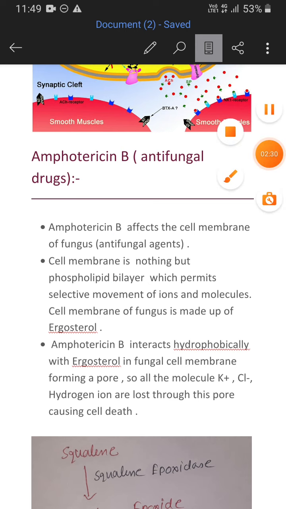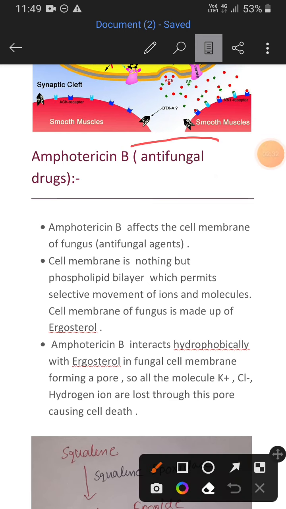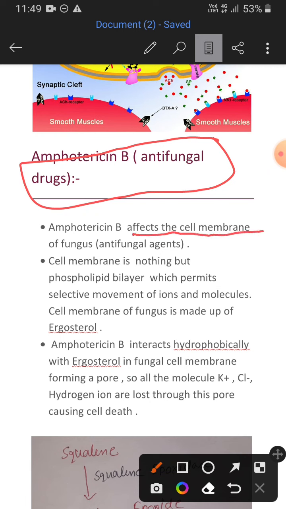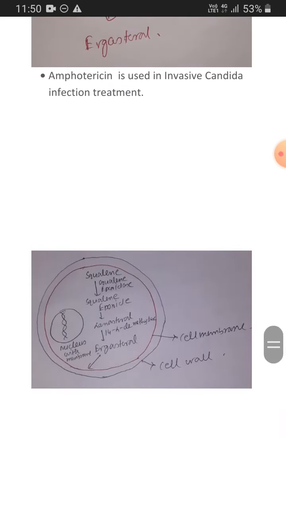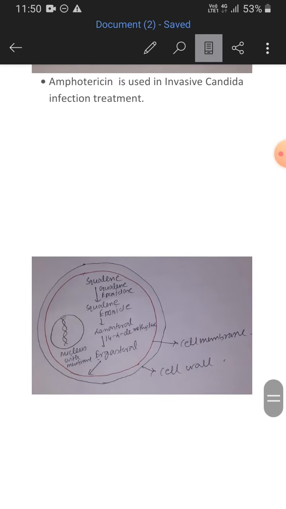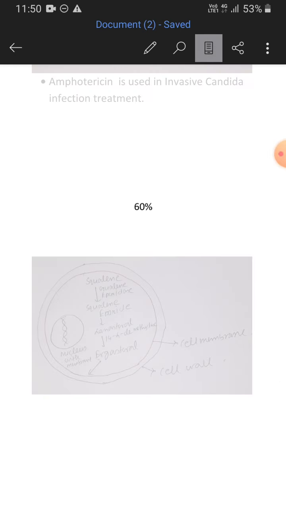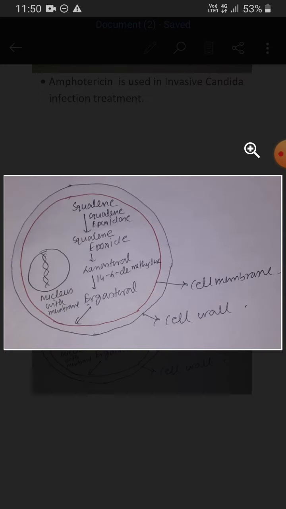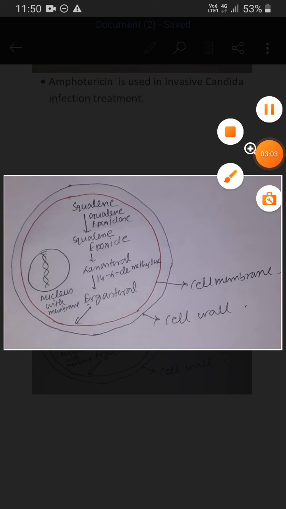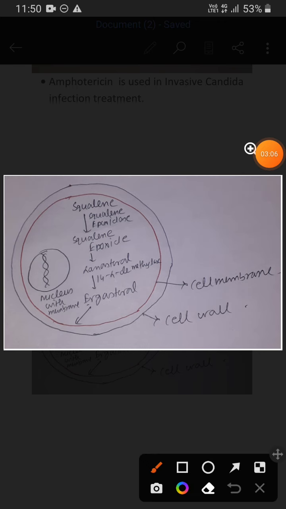First of all, what kind of drug is it? It is an antifungal drug. Then what kind of mechanism does it follow? It affects the cell membrane. Now the third is the mode of action. Before discussing the mechanism, you need to know some basic things regarding the fungal cell membrane, so that it will be very easy for you to remember amphotericin B.